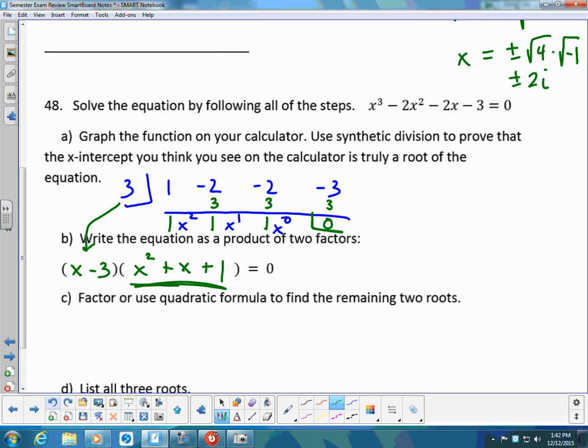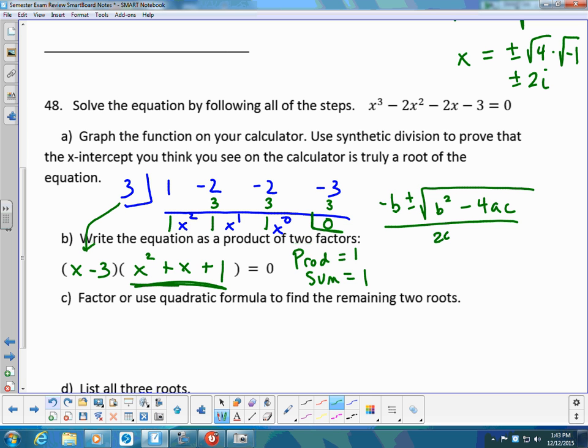Well, we're going to have to use the quadratic formula on this, I think, because if the product is 1 and the sum is also 1, I don't think there are any numbers that are going to work. So let's do the quadratic formula: negative b plus or minus the square root of b squared minus 4ac, all over 2a. Nice and easy to plug in because a, b, and c are all equal to 1.